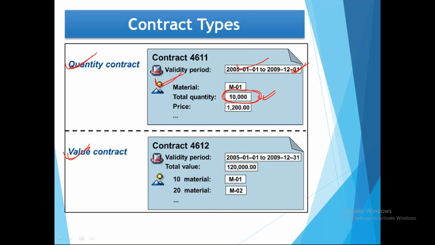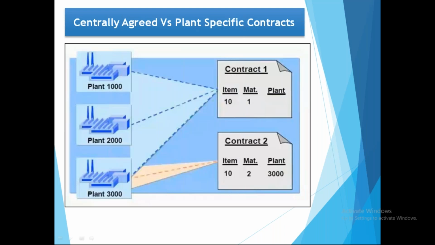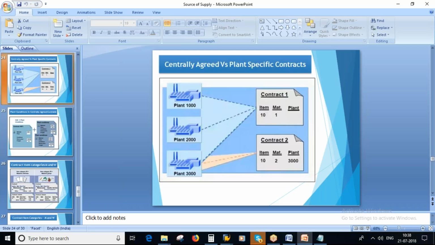Now for value contract you will enter the value, and here you can have multiple materials also. Whatever may be the material, the total value of materials I am going to purchase is this much. So once this value is reached, the system will not allow you to do further procurement. So there are two types of contracts, quantity contract and value contract. Now we will create the contracts in the system.